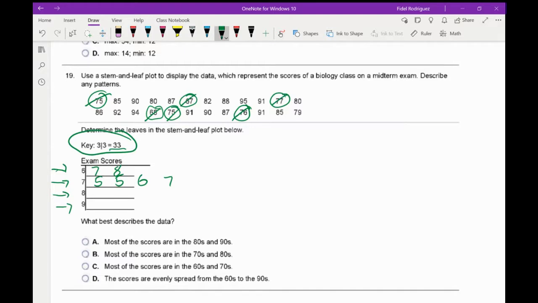Now I'm going to do the same thing for grades in the 80s. I'm going to start circling the numbers I have in my 80s. I got an 86, an 85, an 80, an 87, an 82, an 88, another 87, an 85, and an 80. Now I want to start putting these numbers in order, from the smallest to the biggest. I have an 80 here and another 80 here, so those are two 80s. Let me get rid of those. I don't think I have any 81s, but I do have an 82, so I'm going to put a 2 right here.